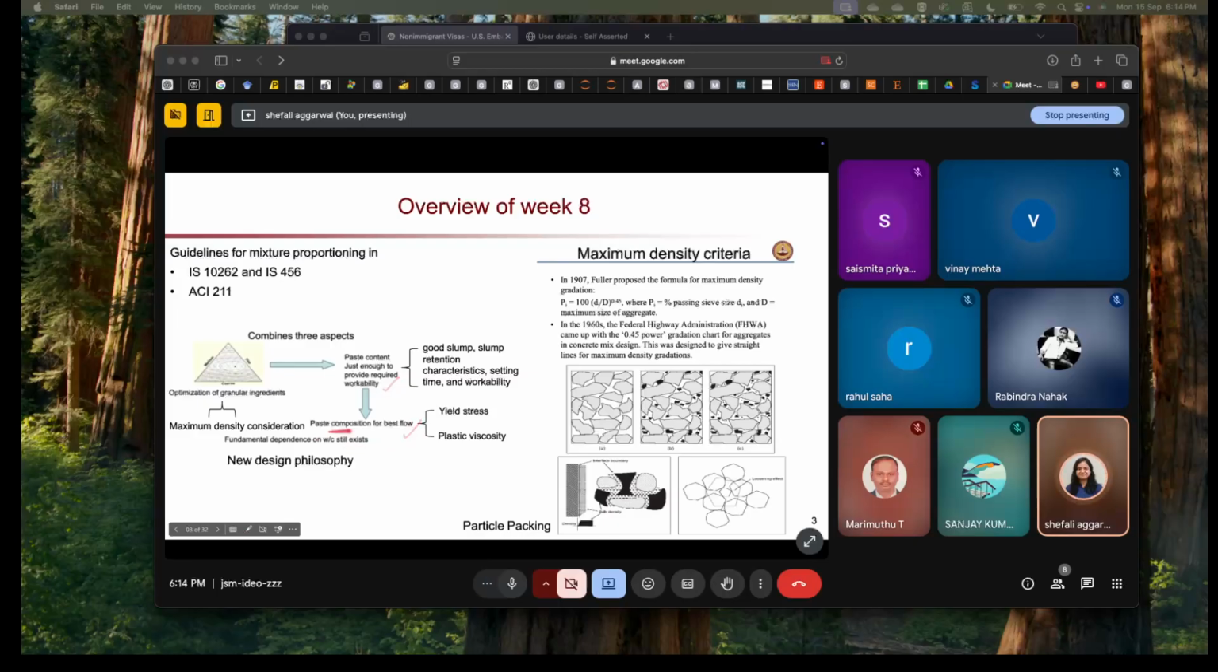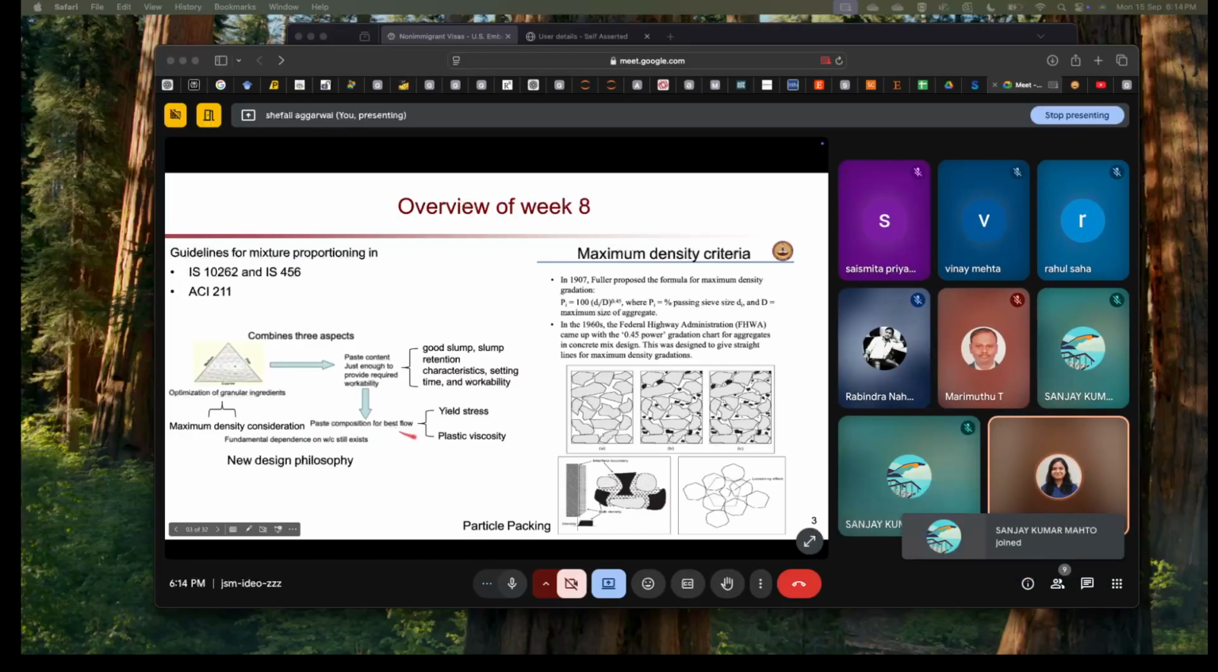If we talk about paste composition to get the best flow, we will be checking two properties: yield stress and plastic viscosity. But if we have to understand paste content, how much paste should be there, we check it to get a good slump retention value, setting time, and workability. These are all the properties we will check to get a perfect paste content. And lastly, if we have to optimize the granular ingredients, we will check the density or packing density of our aggregates or of our system.